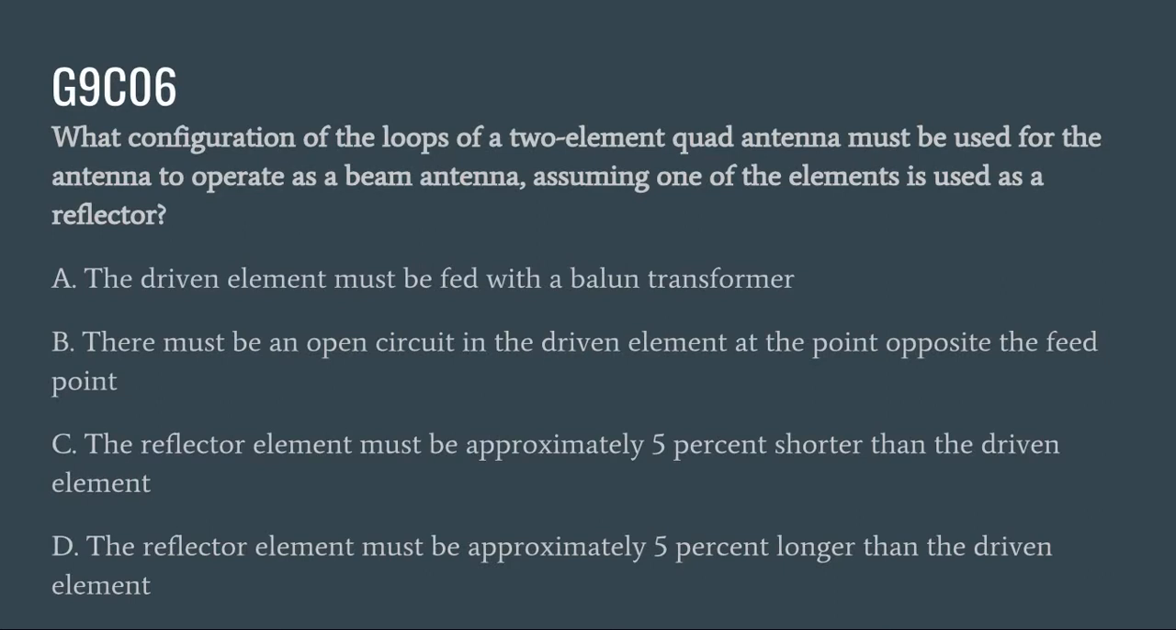G9C06, what configuration of the loops of a 2-element quad antenna must be used for the antenna to operate as a beam antenna, assuming one of the elements is used as a reflector? A. The driven element must be fed with a balun transformer. B. There must be an open circuit in the driven element at the point opposite the feed point. C. The reflector element must be approximately 5% shorter than the driven element. Or D. The reflector element must be approximately 5% longer than the driven element. Correct answer is D. The reflector element must be approximately 5% longer than the driven element.